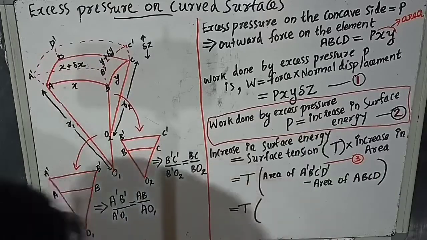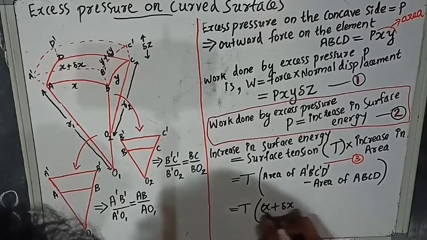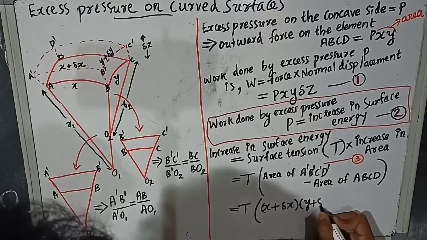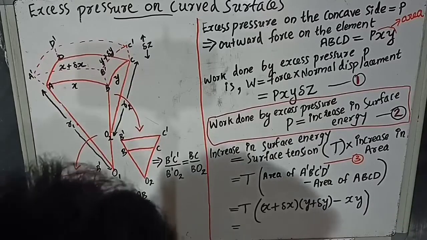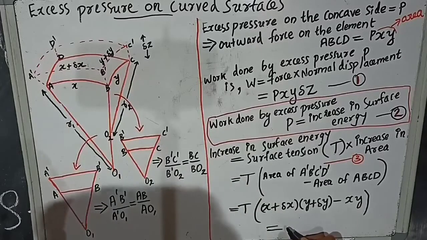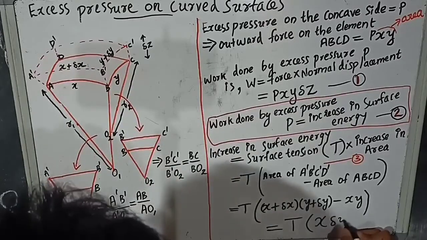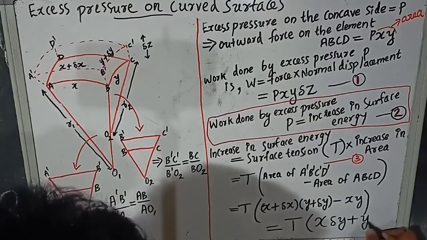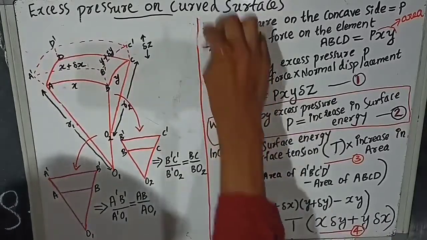These two areas are like rectangles, so we can find the area by multiplying the sides. So we can write this as x plus delta x times y plus delta y minus xy. Opening the brackets and taking the difference gives T into x delta y plus y delta x. And let's take this as equation 4.